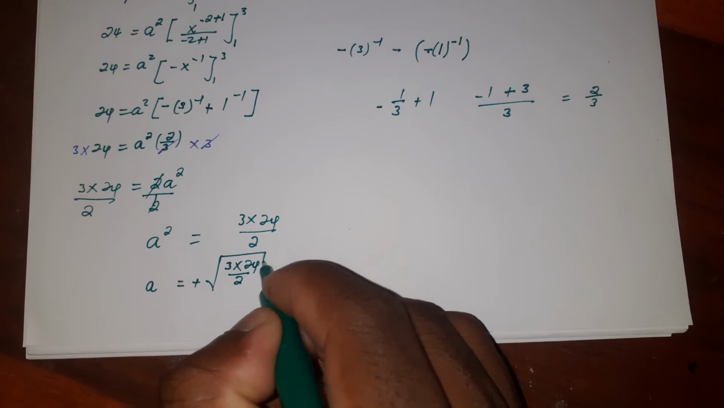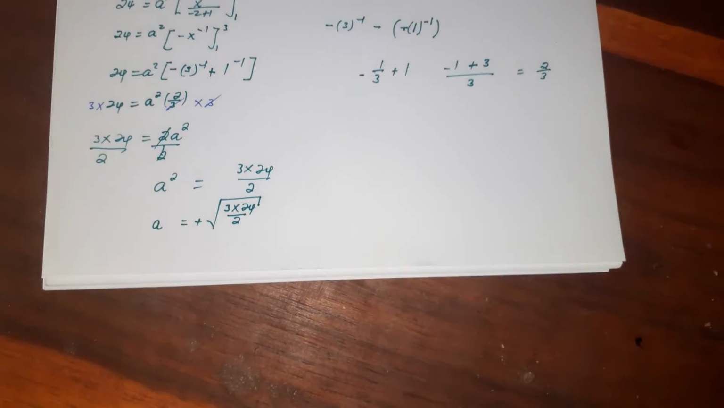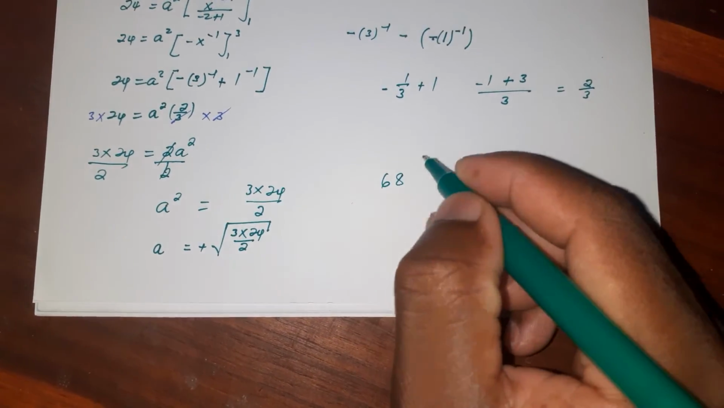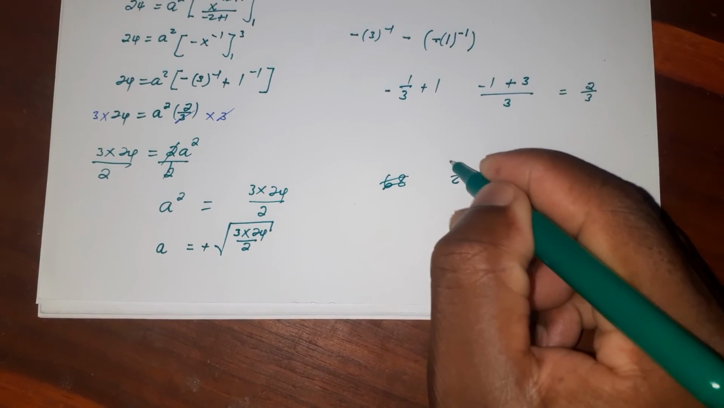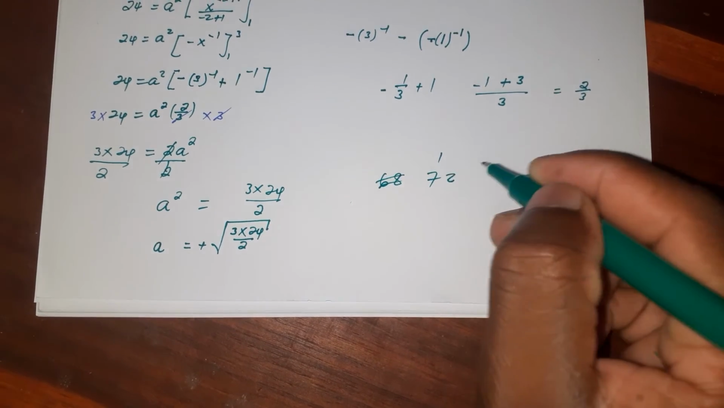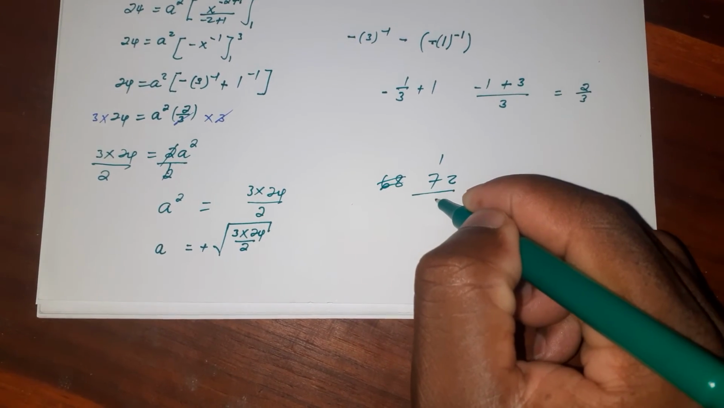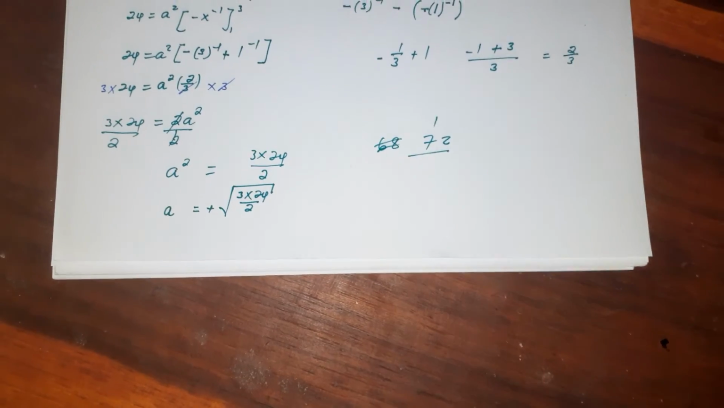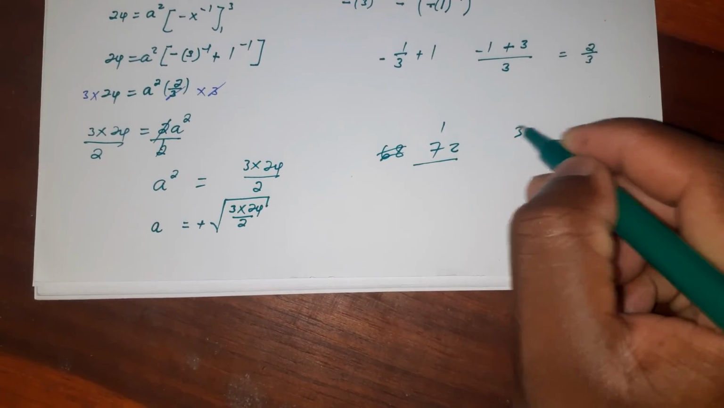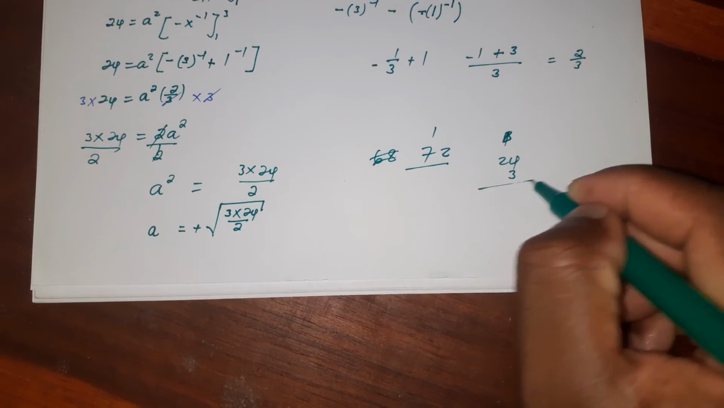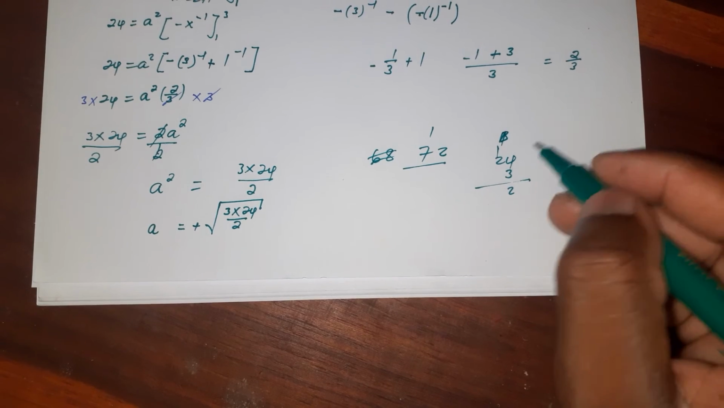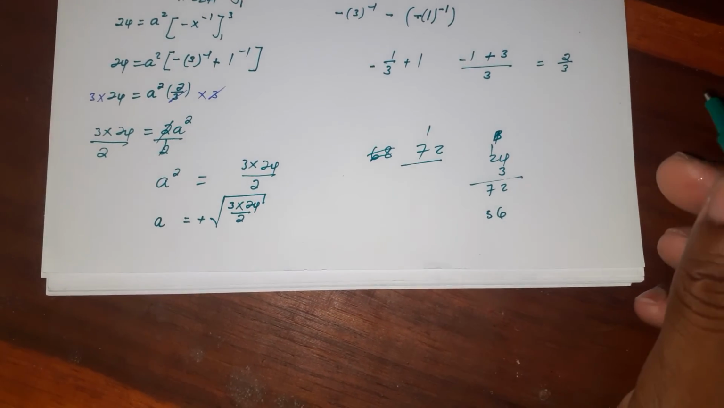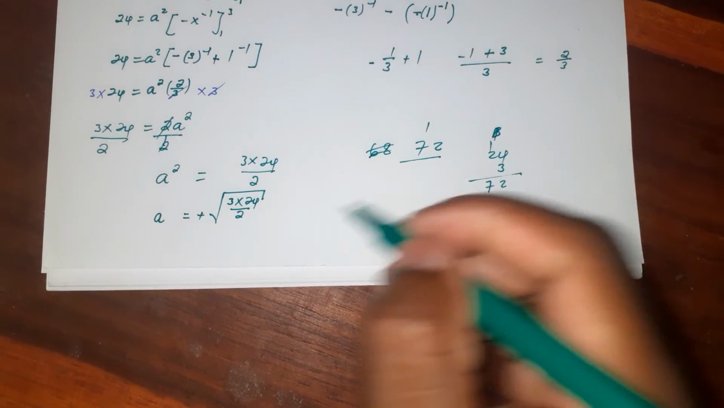3 times 24 over 2. You can now take a calculator. 3 times 24 is 72, and 72 divided by 2, we get 36. Is it 36? Yes, 36.